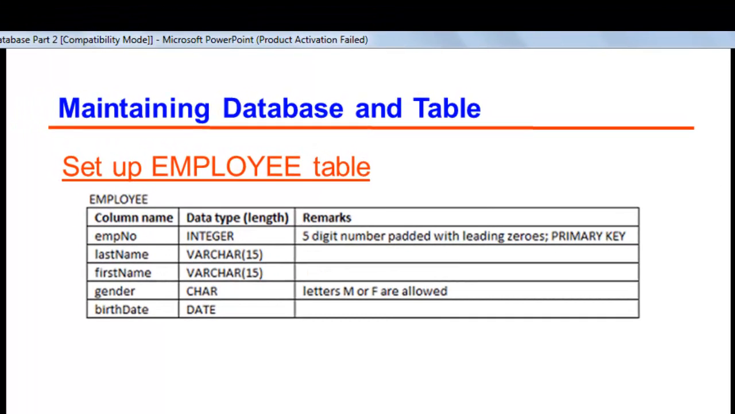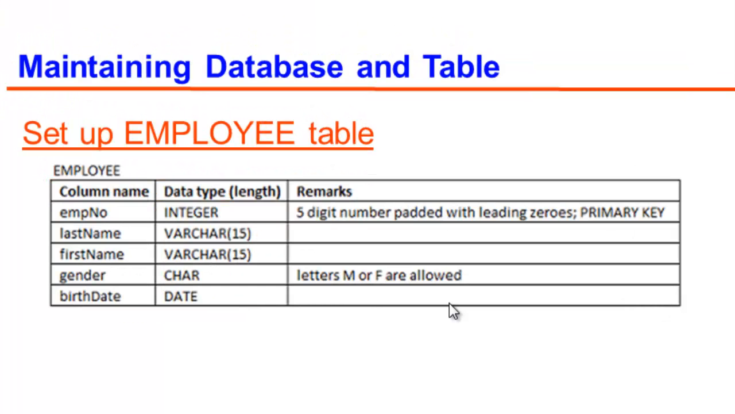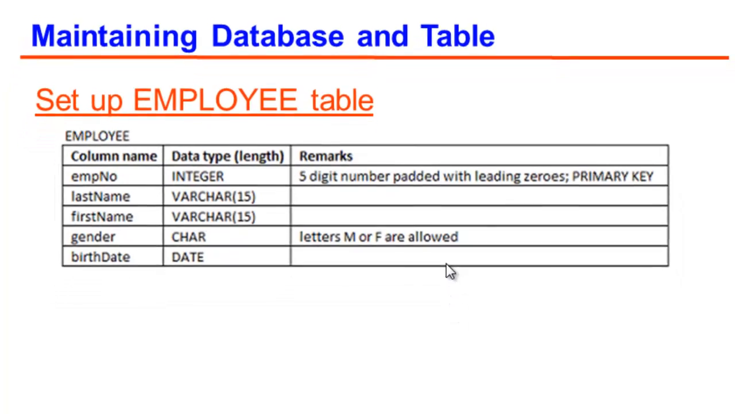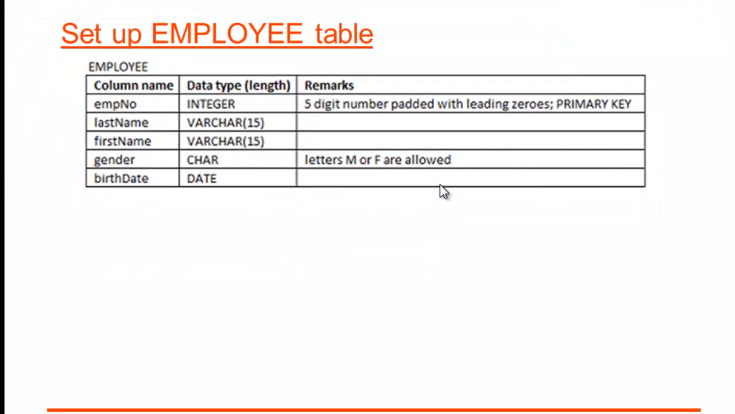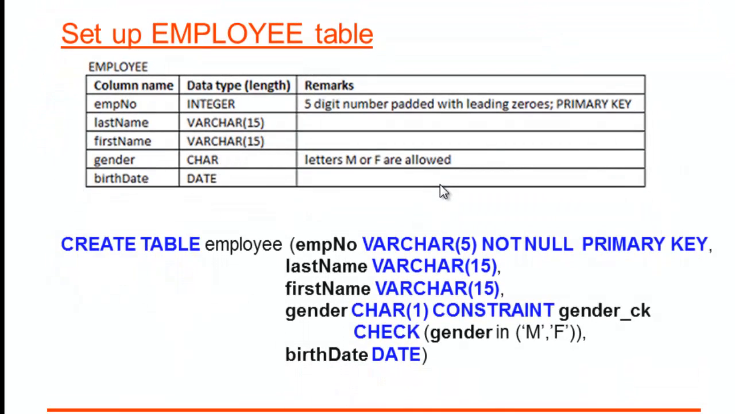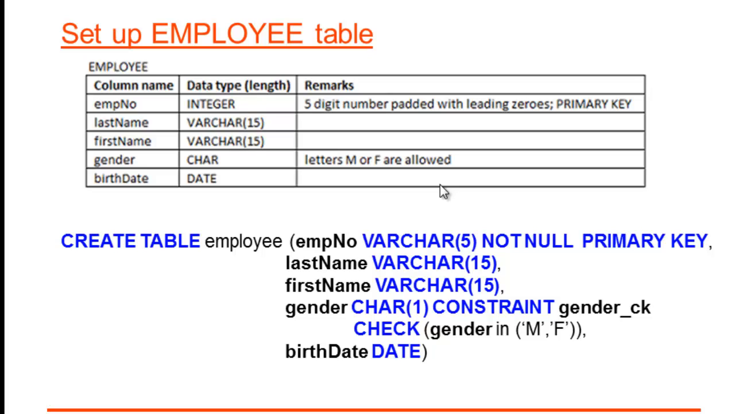Now let us set up an employee table. Our employee table consists of employee number, last name, first name, gender, and birthday. For employee number, we're going to pad it with leading zeros and set it as a primary key. And this would be our syntax in creating the table employee. Let's proceed.